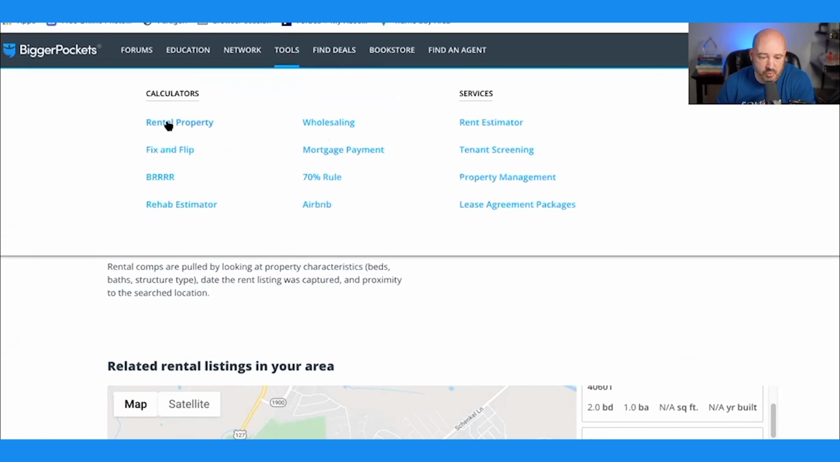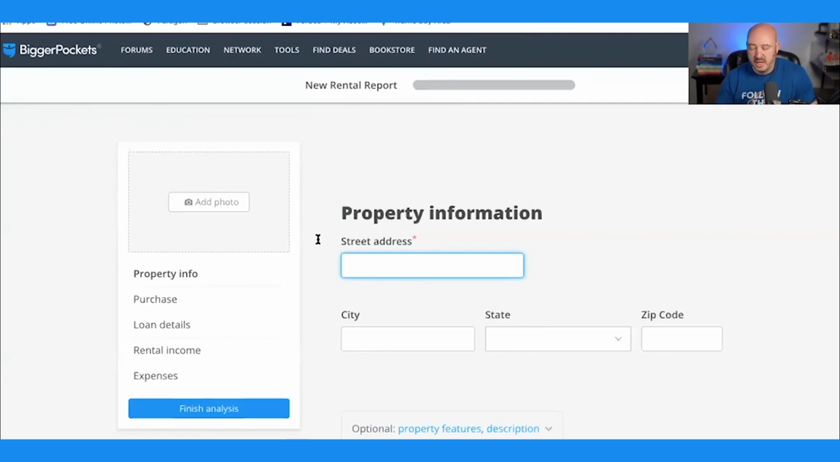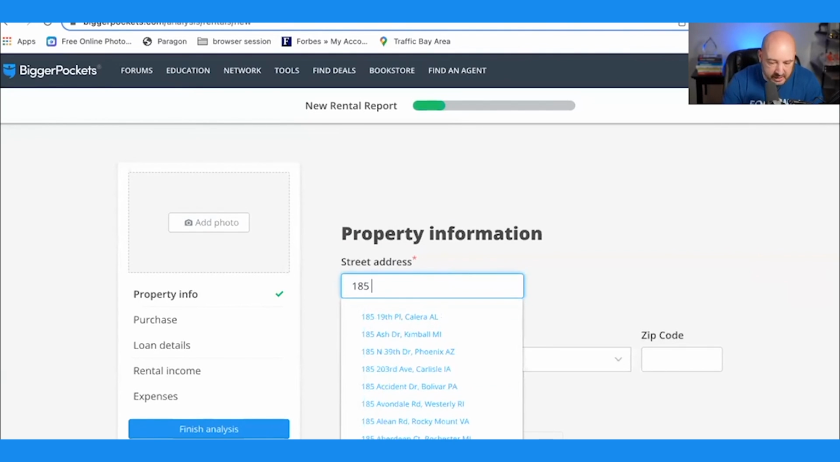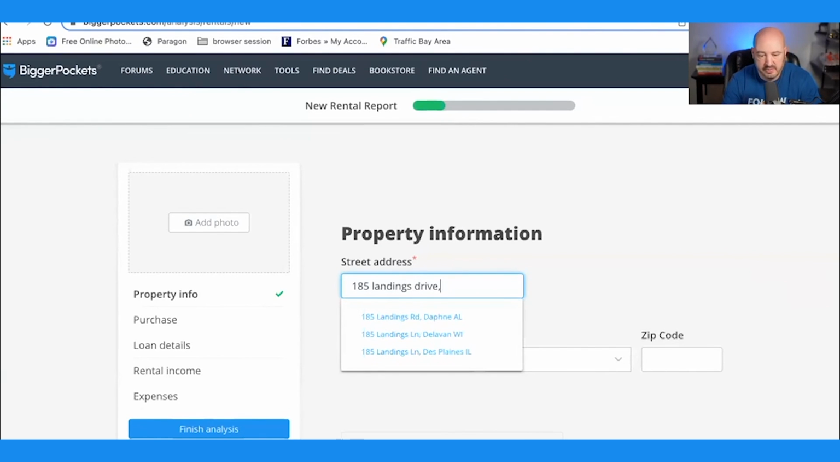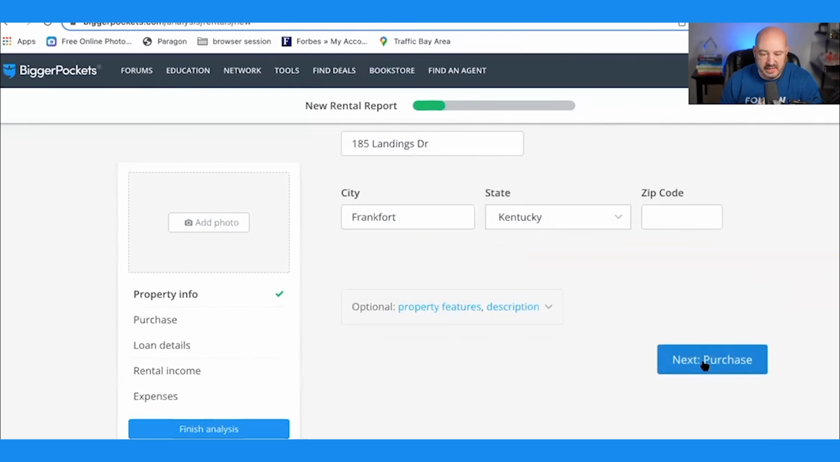Now let's click on the rental property calculator. So we were at tools, we were at rent estimator. We're just going to click on rental property calculator. Start a new report. All right, here's where this gets super fun and super easy. We're going to put in the same address, 185 Landings Drive, Frankfurt. We're going to hit next.